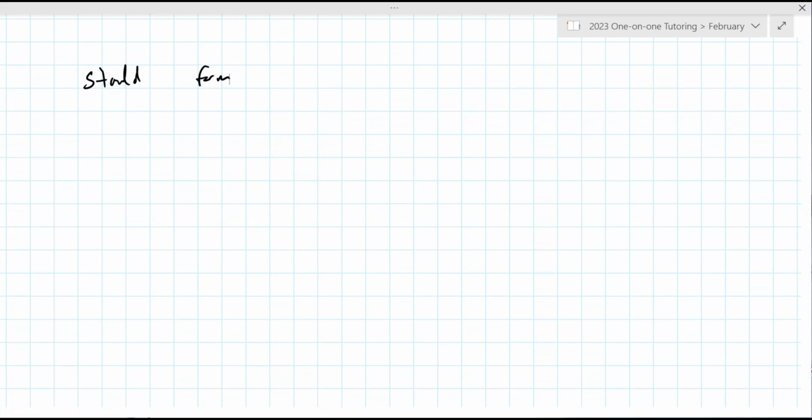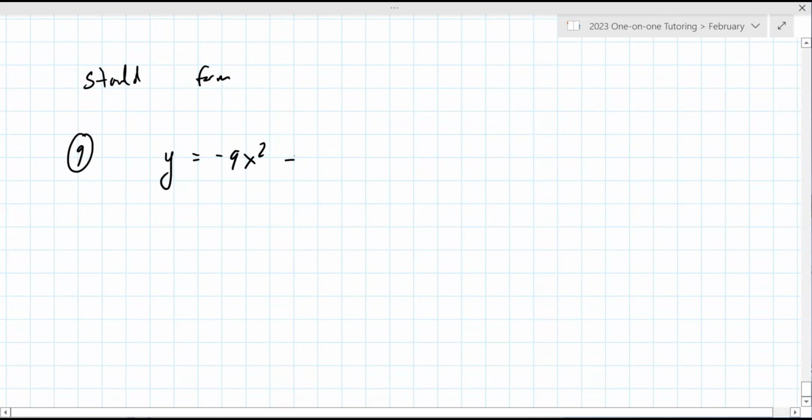And we can look at some problems here. So let's look at, I don't know, let's go number 9. It says y equals -9x squared minus 18x minus 1. Okay, so the first thing is to find the vertex.